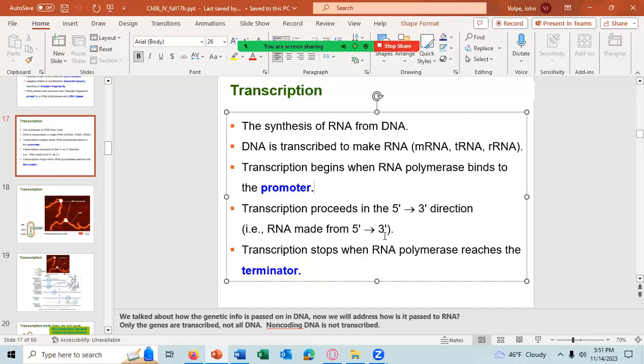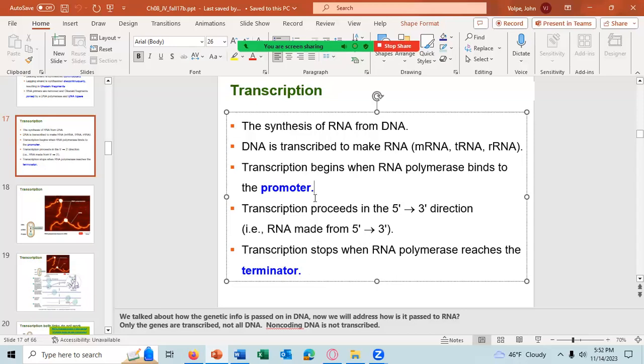And then the RNA polymerase will continue transcribing the RNA from the DNA until the RNA polymerase reaches the terminator. And the terminator codes for the RNA polymerase to fall off. So transcription stops when the RNA polymerase reaches the terminator.